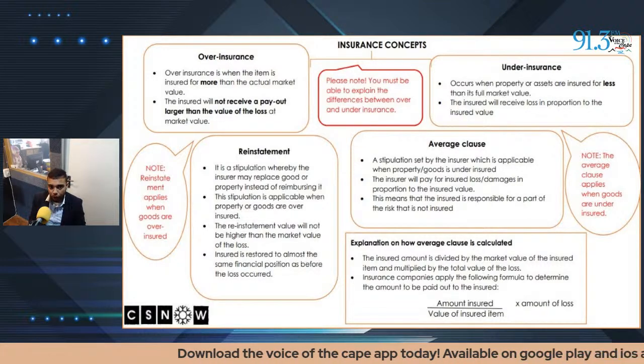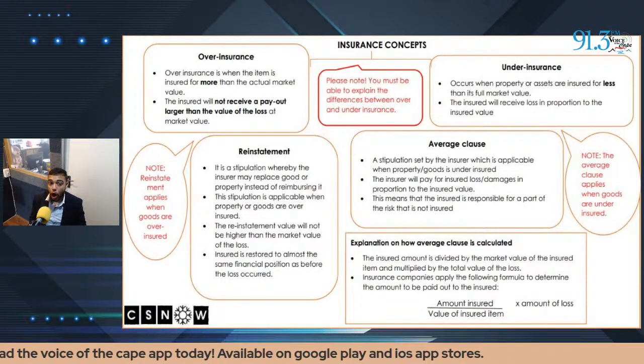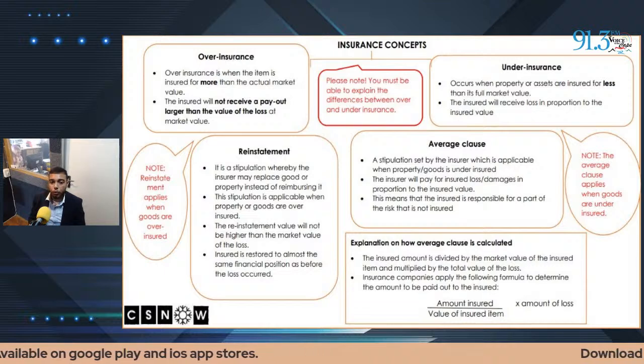Reinstatement, you can repeat after me. Reinstatement when goods are overinsured. Average clause when goods are underinsured.